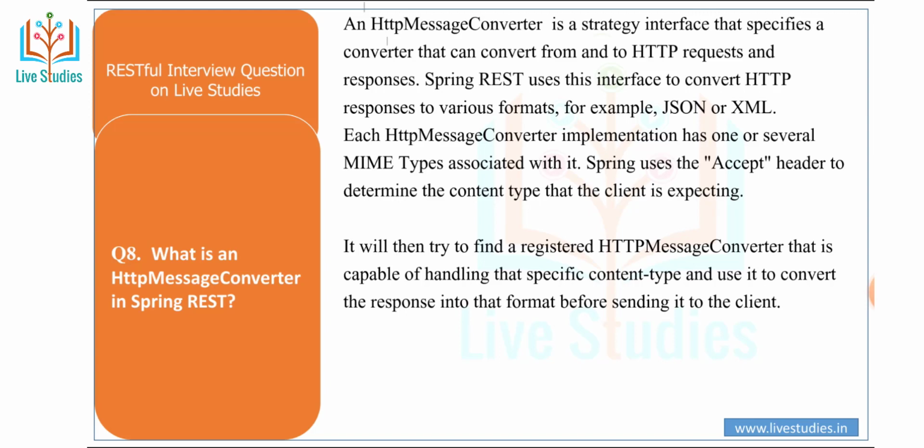Spring uses the accept header to determine the content type that its client is expecting. It will then try to find a registered HTTP message converter that is capable of handling that specific content type and use it to convert the response into that format before sending it to the client.